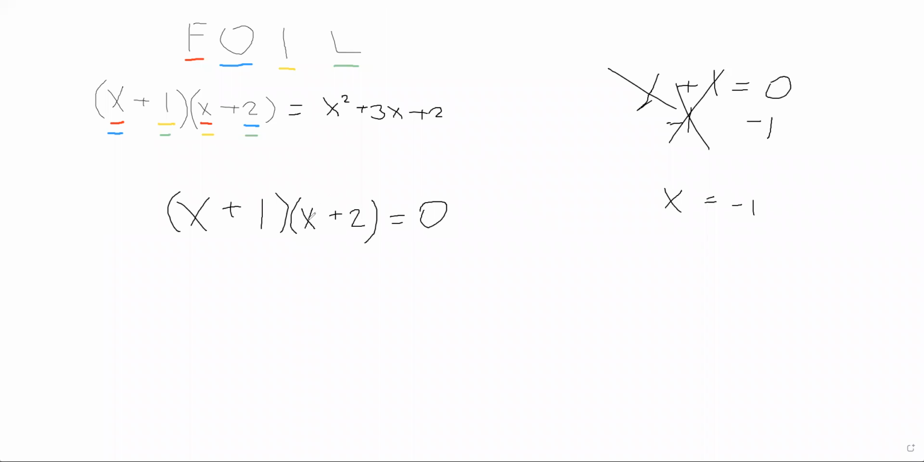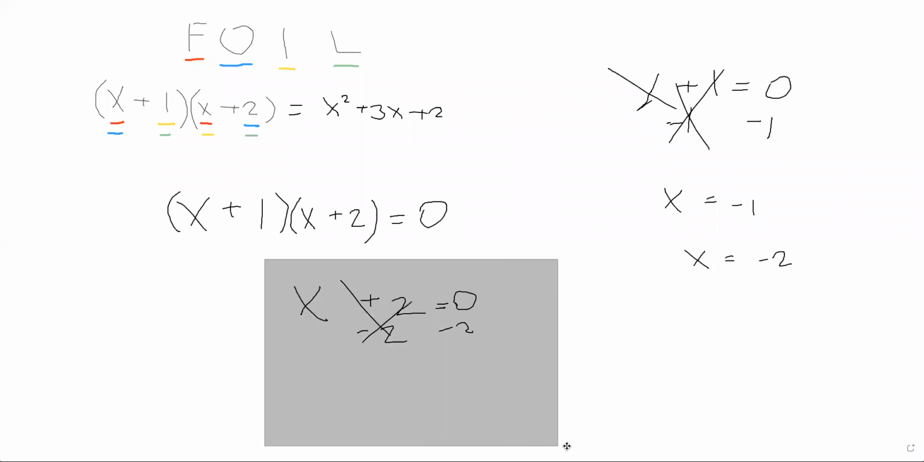Now let's do the same exact thing for the second binomial. Do the same thing for the x plus 2. Set this equal to 0, and then solve for x. Subtracting a 2 on both sides gets us this. We're going to get x is equal to -2. Yay, we have our other solution.